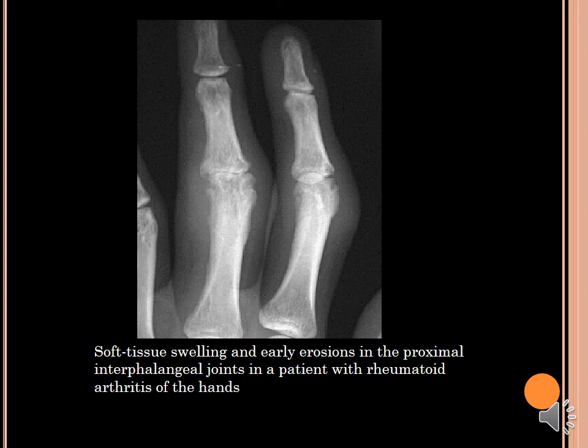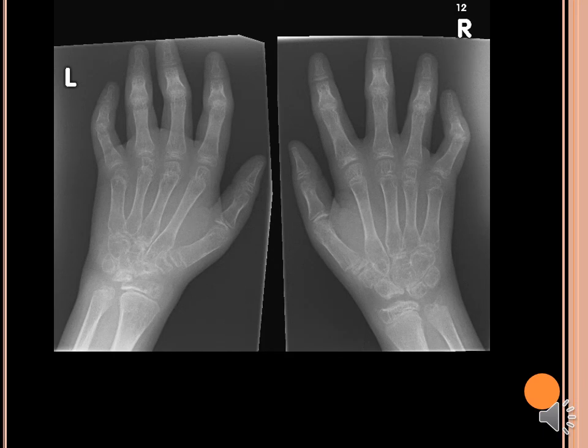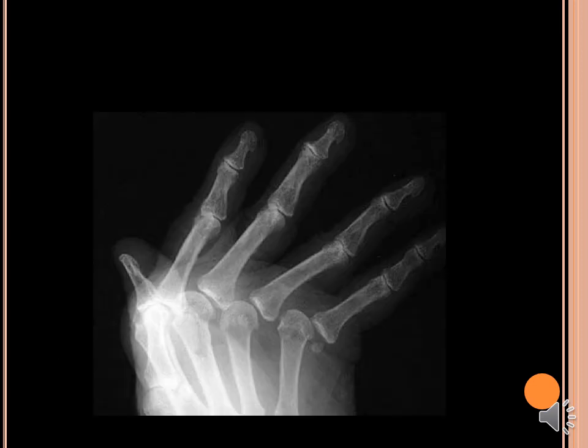Now this image is showing soft tissue swelling in the periarticular area with erosion in the proximal interphalangeal joints in a patient with rheumatoid arthritis. The blackish areas which you can see in the whitish bone are the erosions of the bone. This is another X-ray of hands showing deviation of the fingers and periarticular swelling with erosion of the bones.